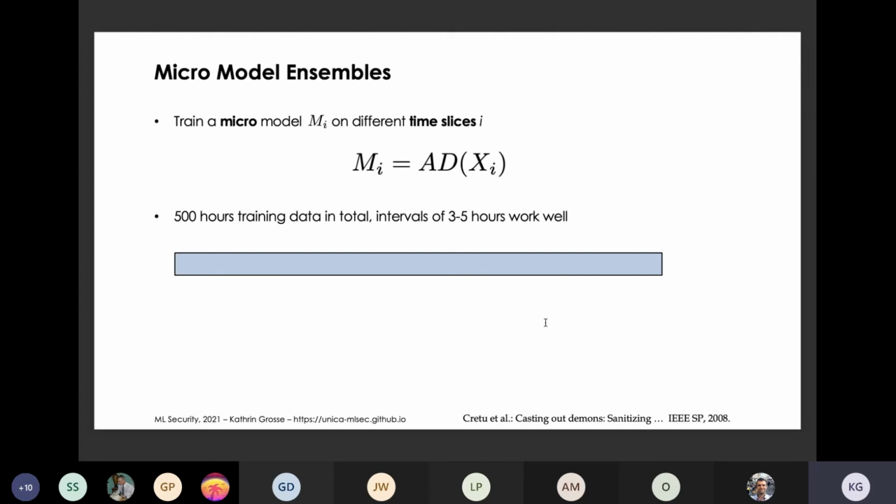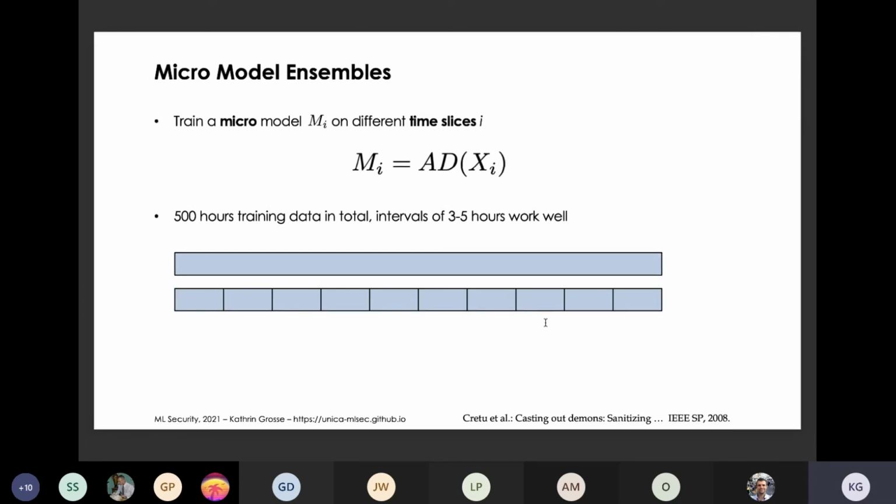And what you do is you take these intervals, and then you train a model on them. And you can imagine this a little bit like this. So you take the training data, and then you slice it so that you have just joint chunks. And on each of these, you train an outlier detection, which is symbolized here by AD. And again, this is model agnostic. You can plug in any technique that you would like to use.